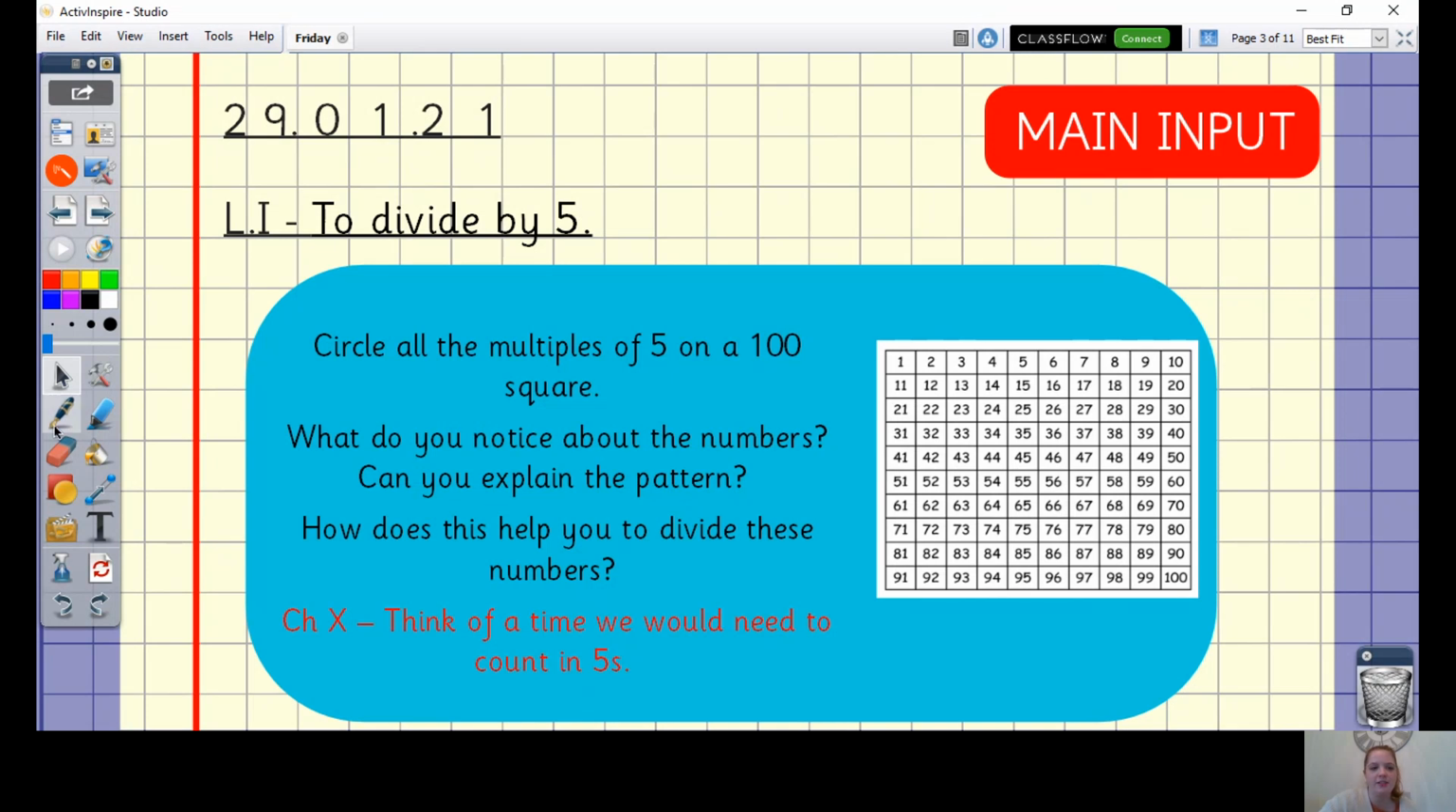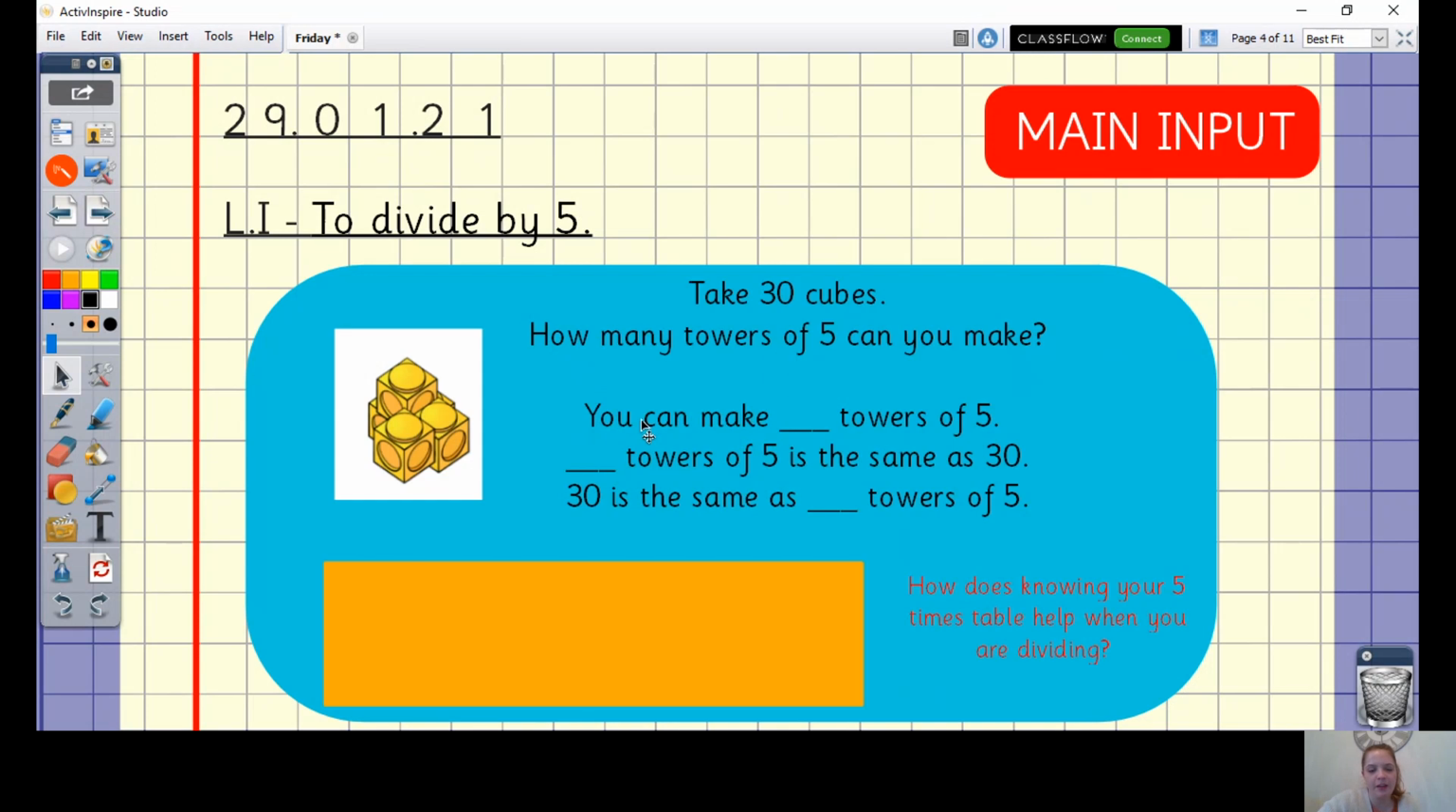Okay, let's have a go at circling some of those numbers together. So starting at 5, then we'd have 10, 15, 20, and so on. Now, as you can see here, and like we talked about when we were looking at our 5 times table, the multiples of 5 either end in 5 or 0. Okay, you can see that pattern here as we look there. Okay, so let's move on to our next question then.